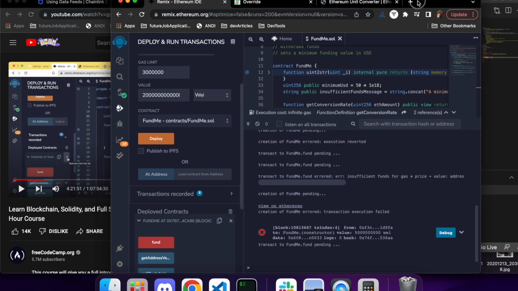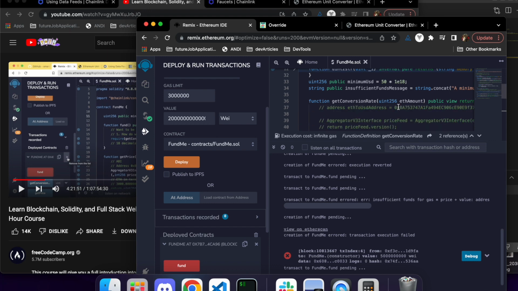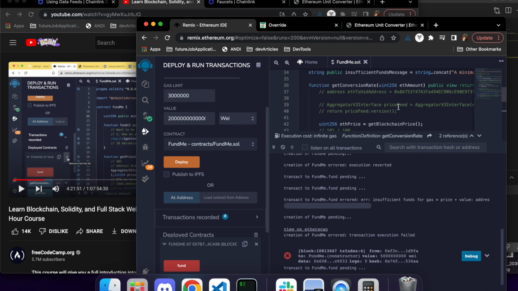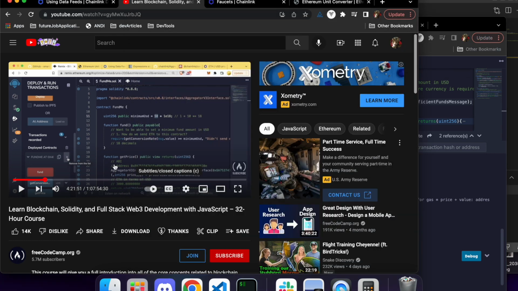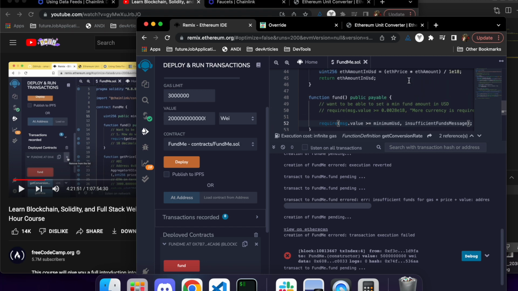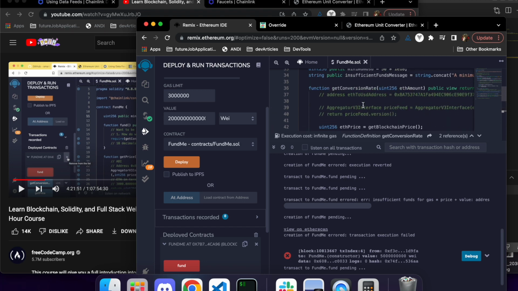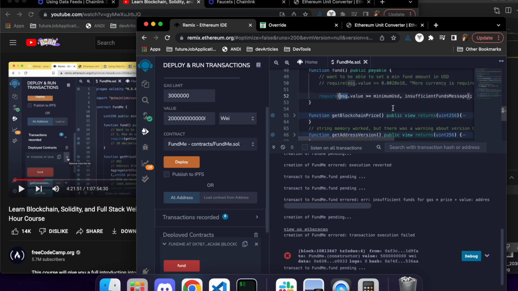So 50 times 1e to the 18th. And then this part here where it does the message dot value. Oh, there we go. See, how did I miss that? That makes a lot of sense. Also, I thought that's what I did. I was like, well, this doesn't make sense. We need to have that.